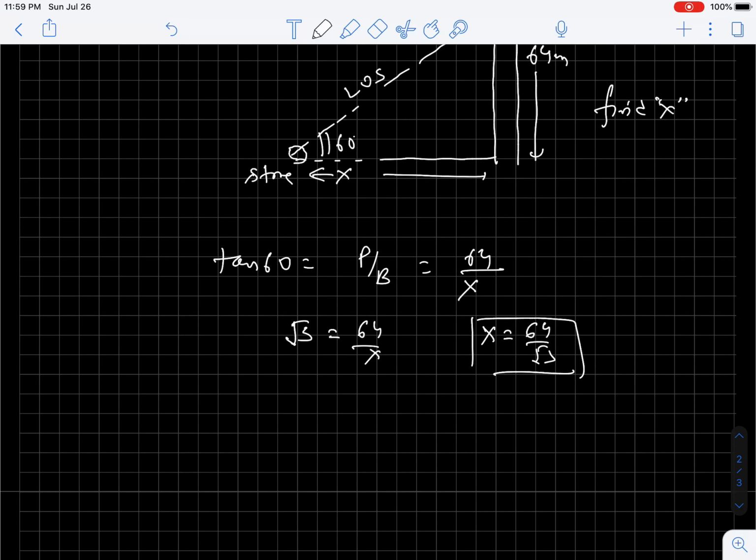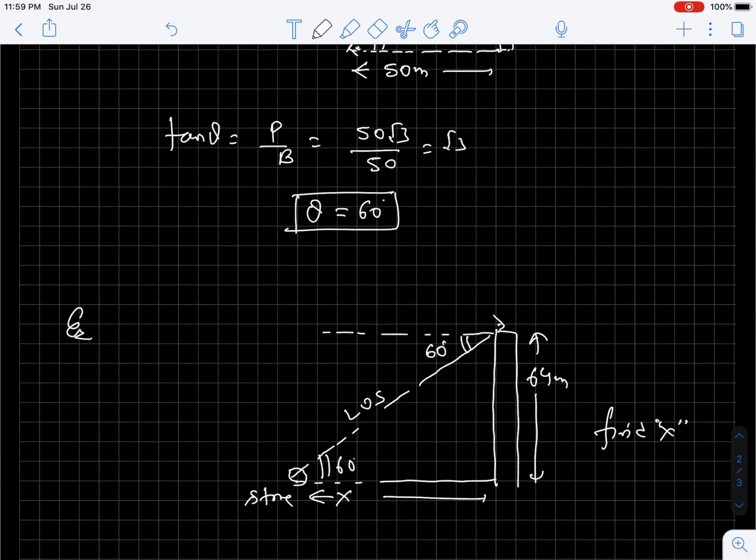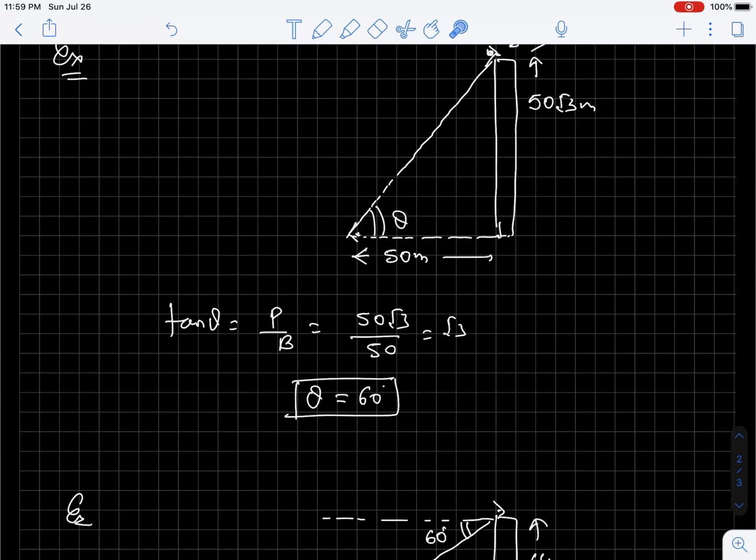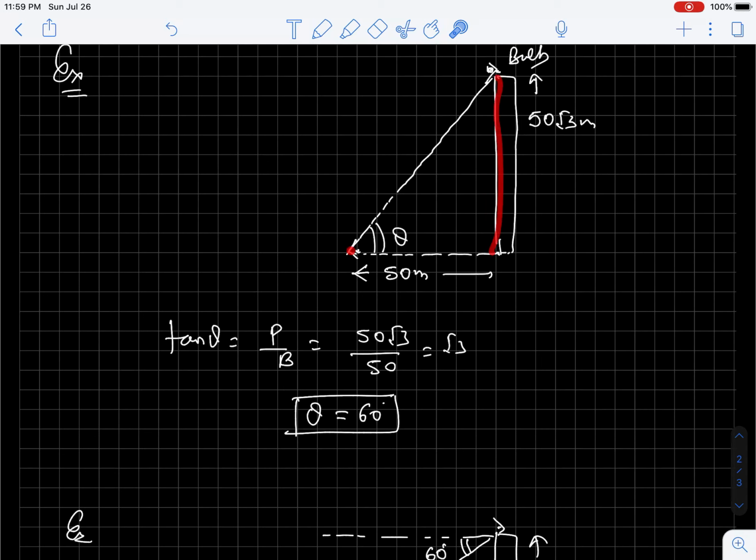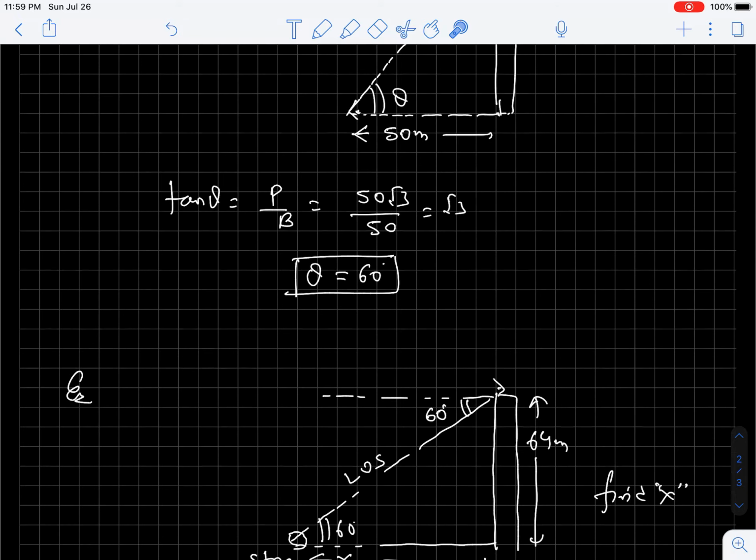These are very simple questions. Sometimes you have to find the height of the building, sometimes you have to find the base distance of the stone from the base of the building. Either they can ask about the angle of depression or the angle of elevation. That's it, these are the basic questions. Now we can take some better questions.